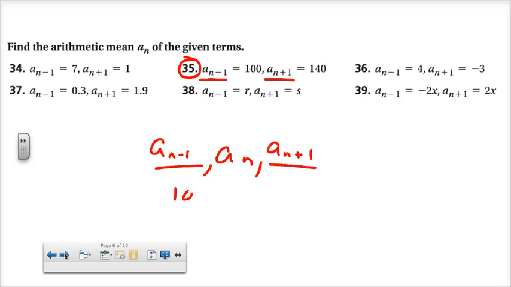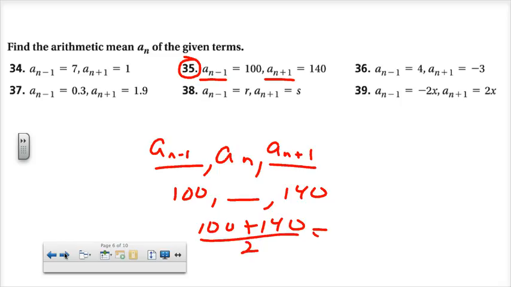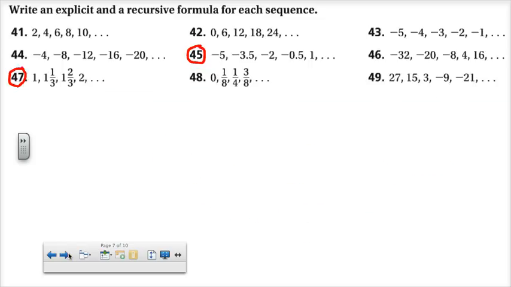So we know this is 100, blank, and then 140. Well, that means you're going to take 100 plus 140, and you're going to divide it by 2. That's 240 divided by 2, which is 120. So that's the arithmetic mean. A sub n is 120. Again, you have to investigate, see what exactly it is they want you to do. Don't get all lost in the notation.